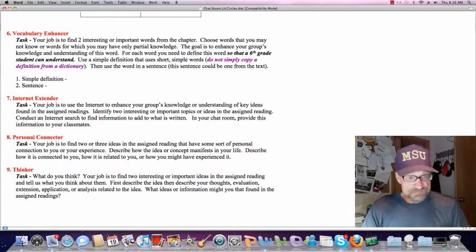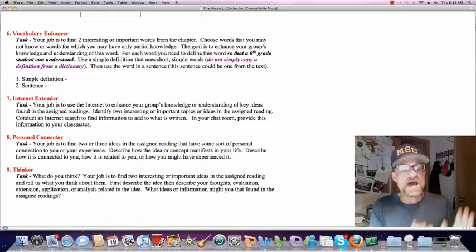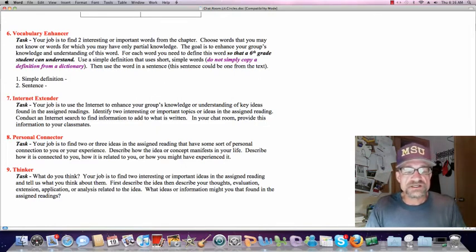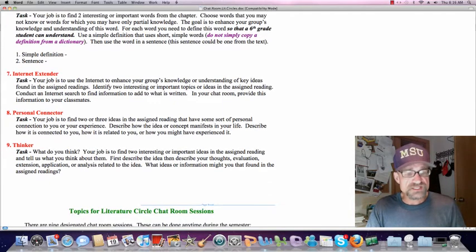Personal connector. Find 2 or 3 ideas in the assigned reading that have some sort of personal connection to you or your experience. This is how I have experienced. This is what happened to me. This is how I see it. Describe how it manifests in your life, how it's connected to you, how it's related to what you might have known or experienced. And then the thinker.